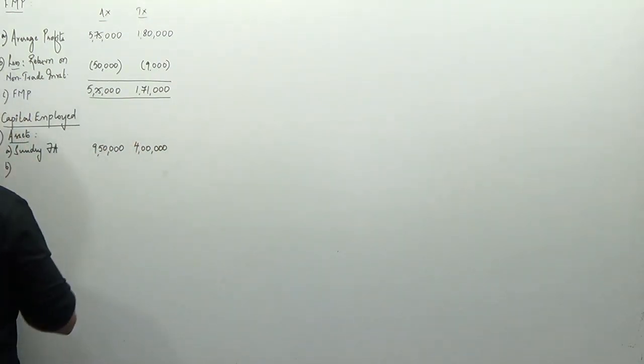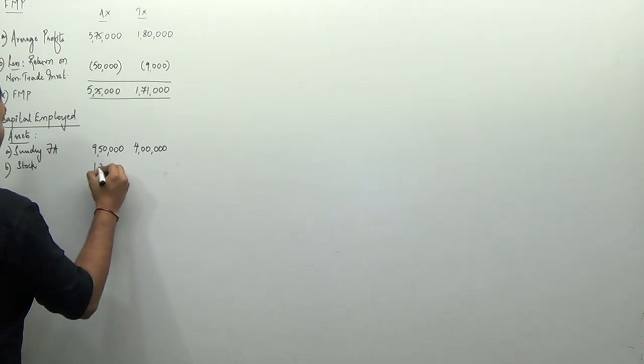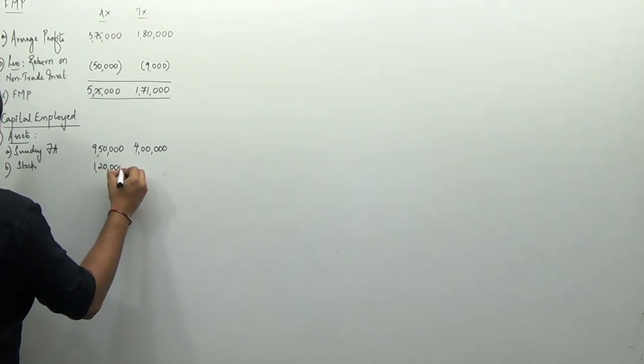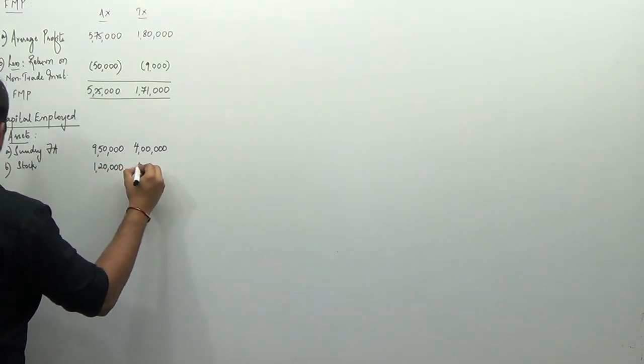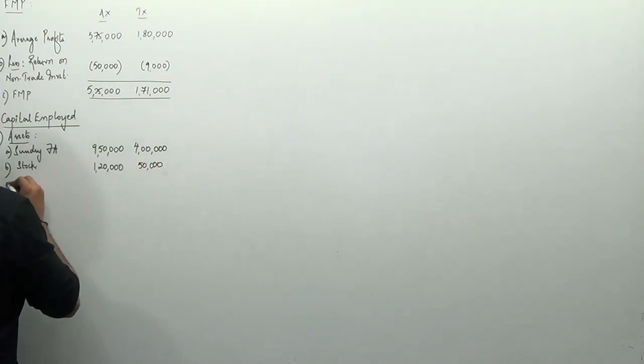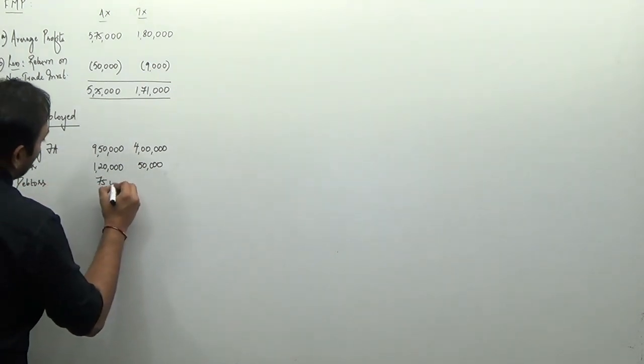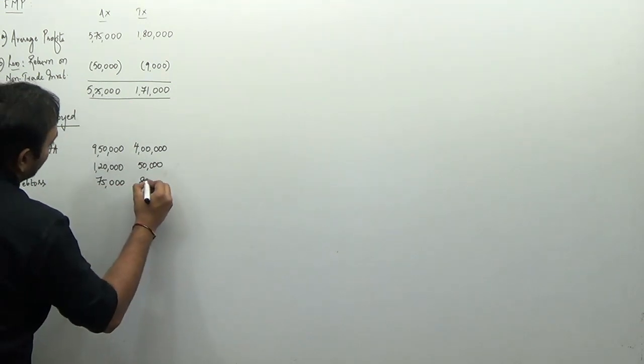Next, investments can't be considered because they are non-trade investments. Then go for stock. 1,20,000 and 50,000. Debtors. 75,000 and 80,000.